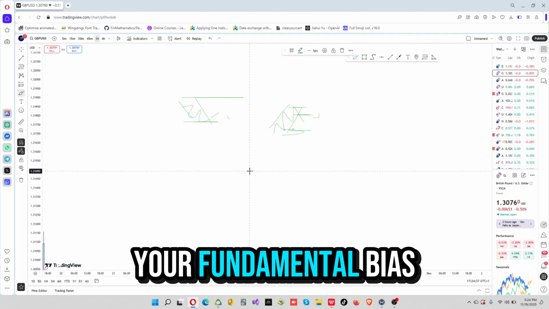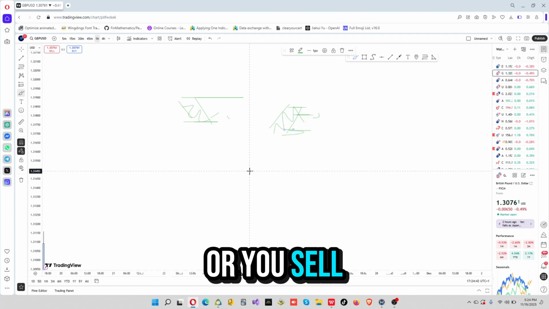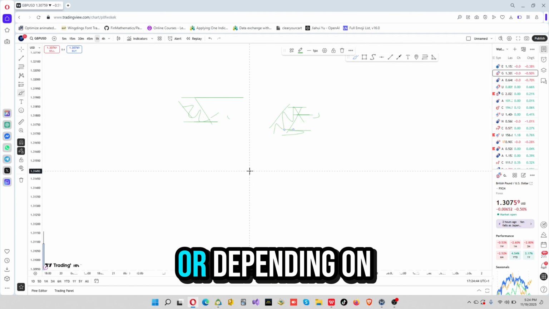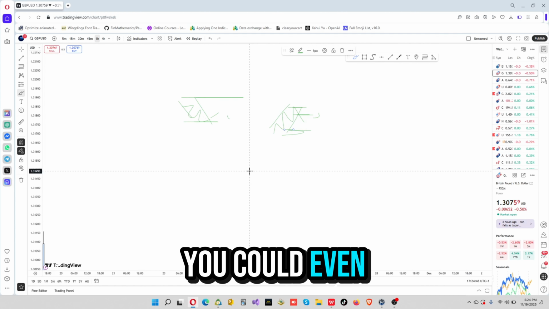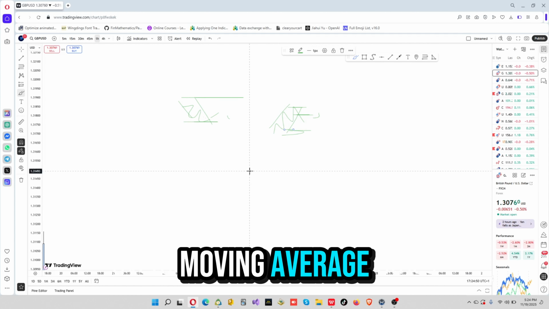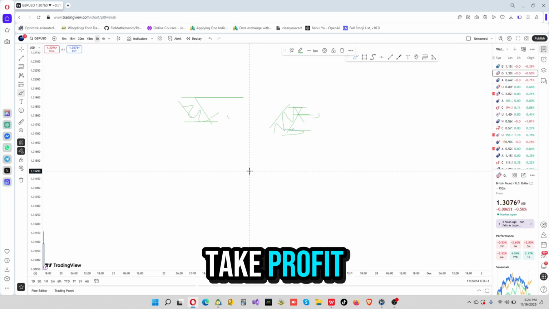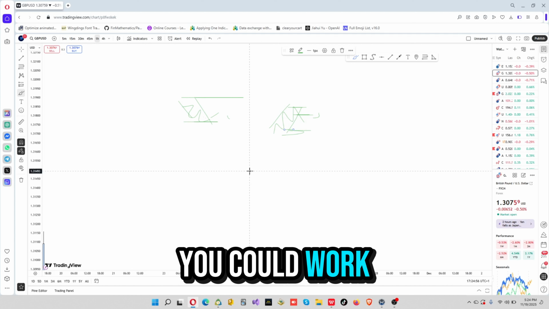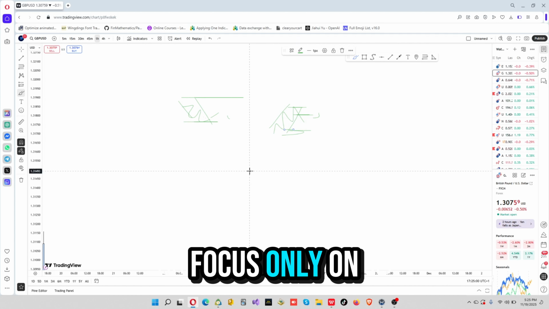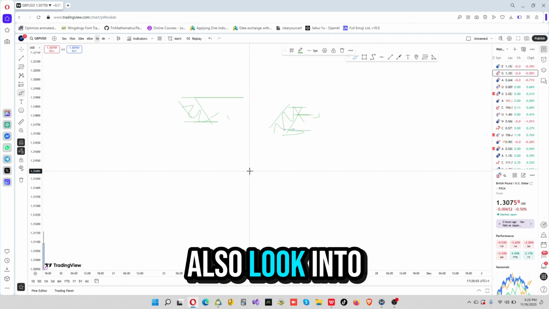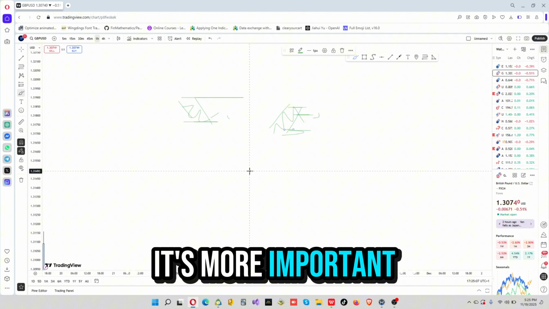You could get your fundamental bias for the day to be maybe a buy or a sell, and depending on the fundamental bias, the kind of news you get, you could even use something as simple as a moving average cross for your entries. As long as you know where you can put your stop loss and your take profits, backtest your strategy, you could work with that. But what I really hammer is that people should not focus only on the technicals. Also look into the fundamental aspects of trading. It's more important.